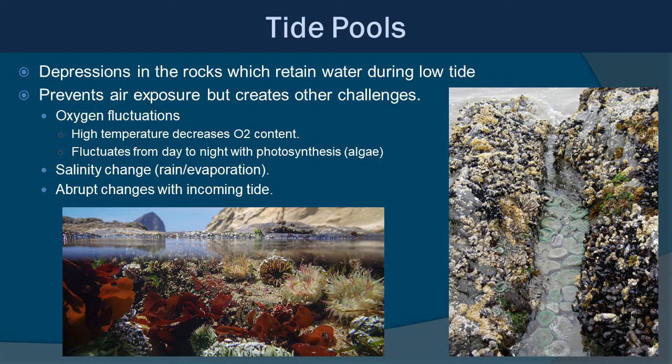Salinity changes can be a big deal as well, because let's say it rains during low tide and your little tide pool is inundated with fresh water. That can really reduce the salinity. And of course, evaporation, on the other hand, can decrease the volume of water in that tide pool and increase the concentration of salts, so that would increase the salinity. So these kinds of changes can occur between the tides, but then of course when you do have an incoming tide, you're going to have an abrupt change from whatever is going on in that tide pool at the moment to whatever is coming in from the open ocean.